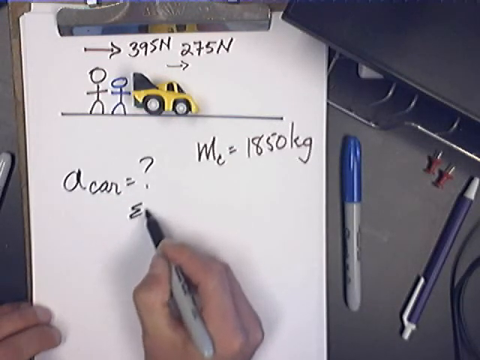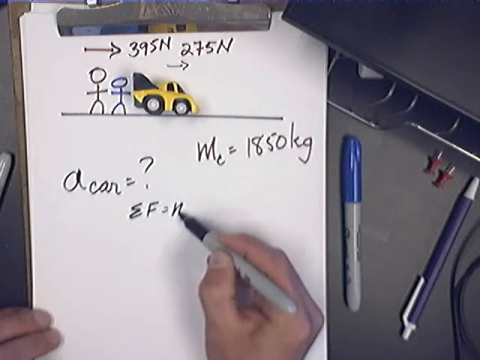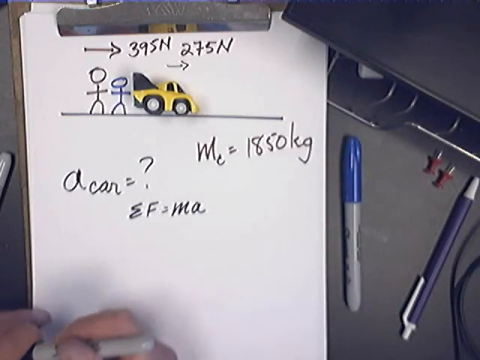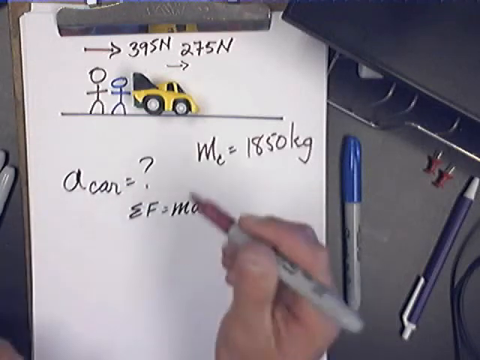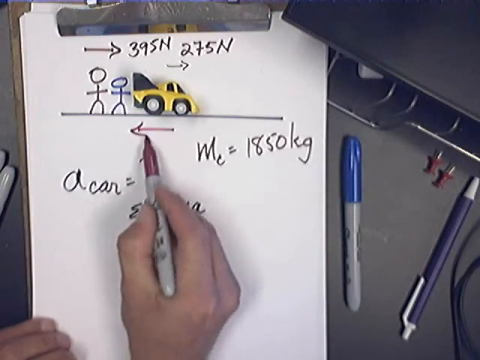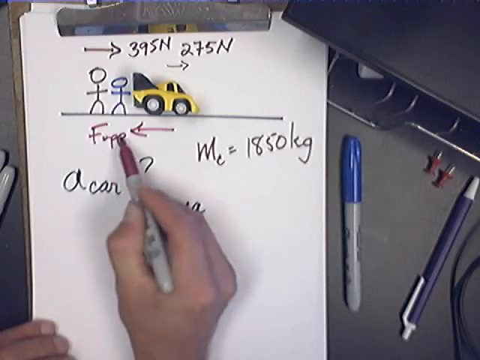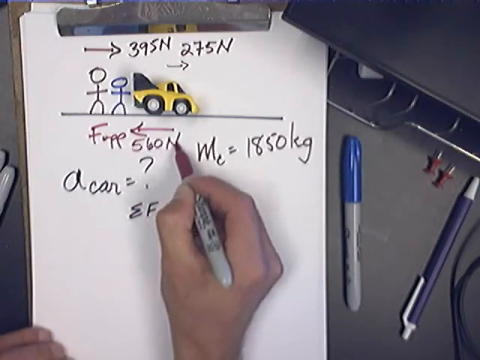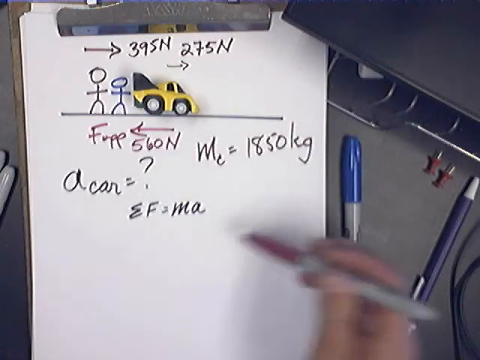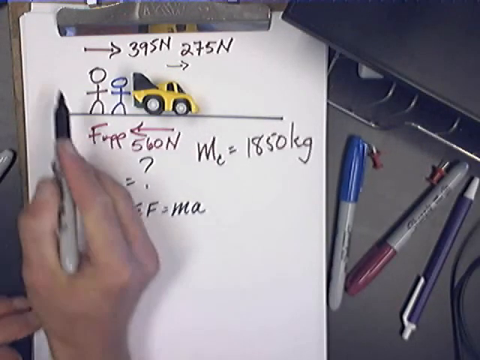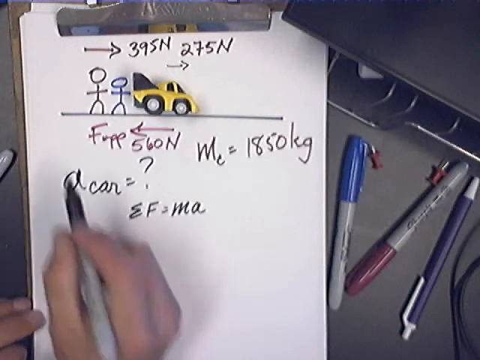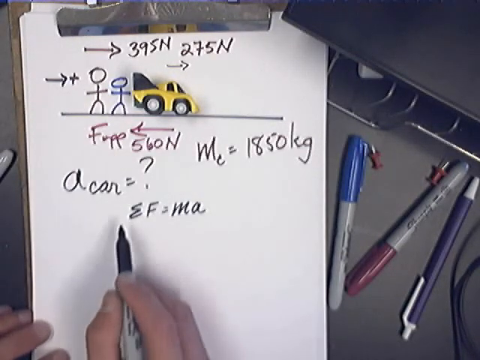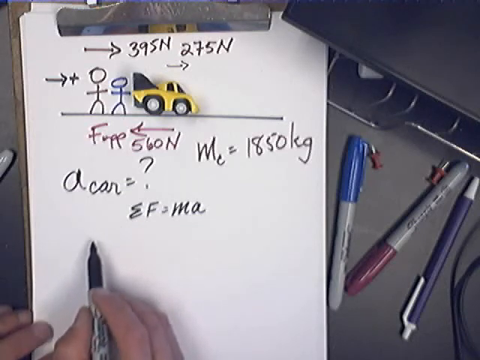Well, the sum of the forces on it is going to equal mass times the acceleration. What is the sum of the forces? Oh, wait, there's something else pushing back on it. You have some sort of opposing force of about 560 newtons. So let's look at the sum of our forces. This direction has to be positive. It doesn't have to be, but I am going to make it so.